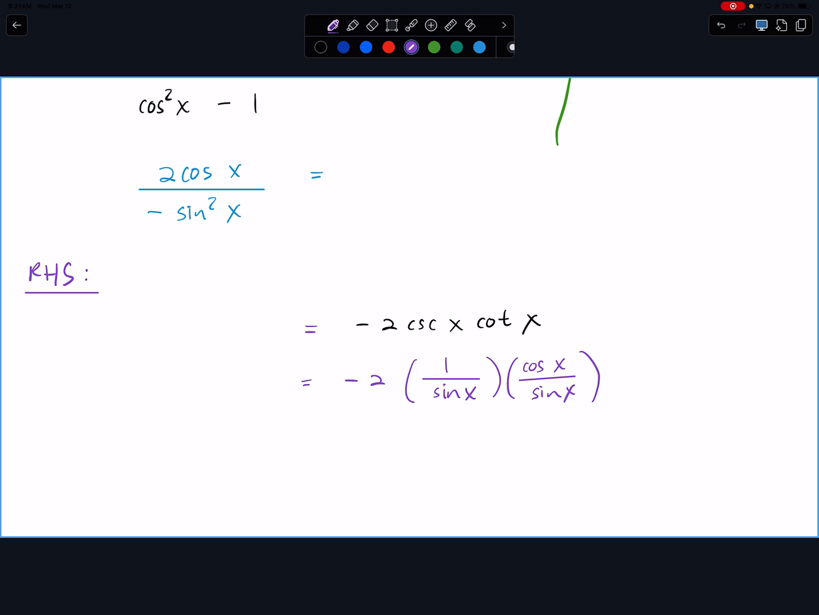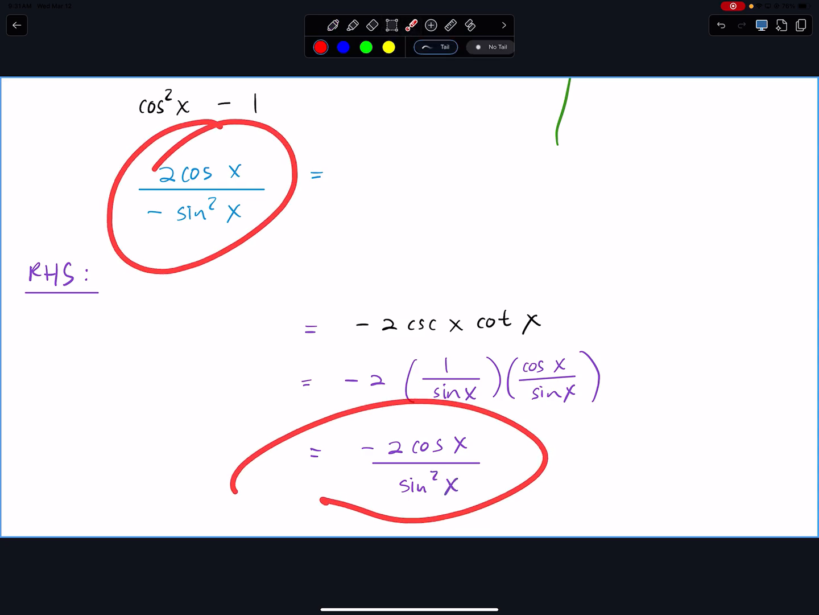And oh my goodness, what happens to those? Negative 2 times 1 times cosine. Do you guys agree is just negative 2 cosine of x? What's sine times sine? Sine squared x. And do you guys notice something? They're the same thing.